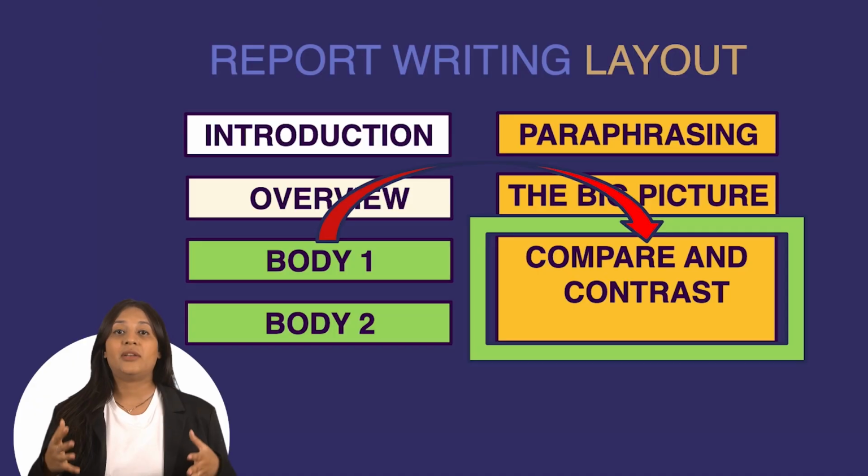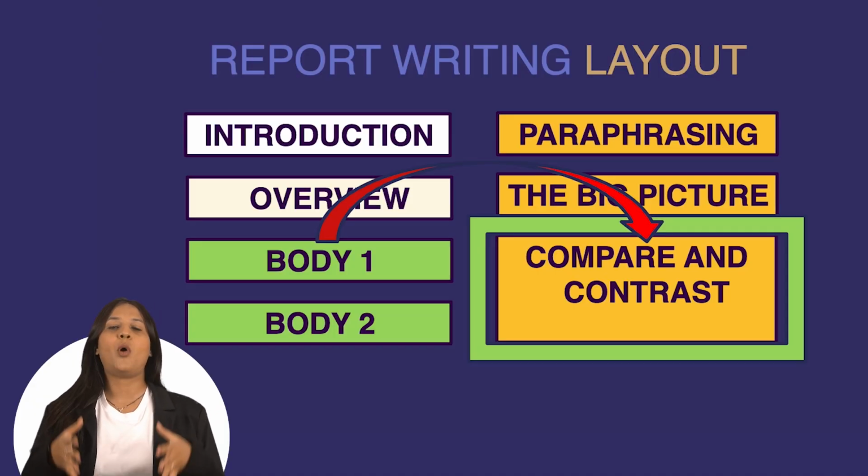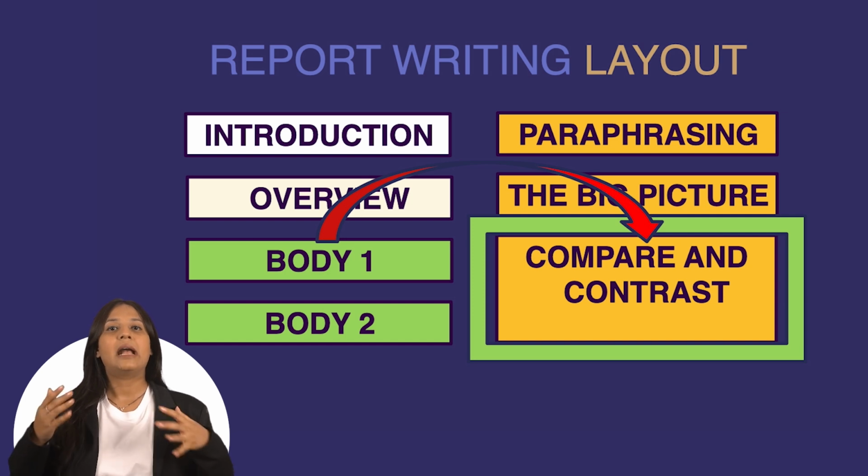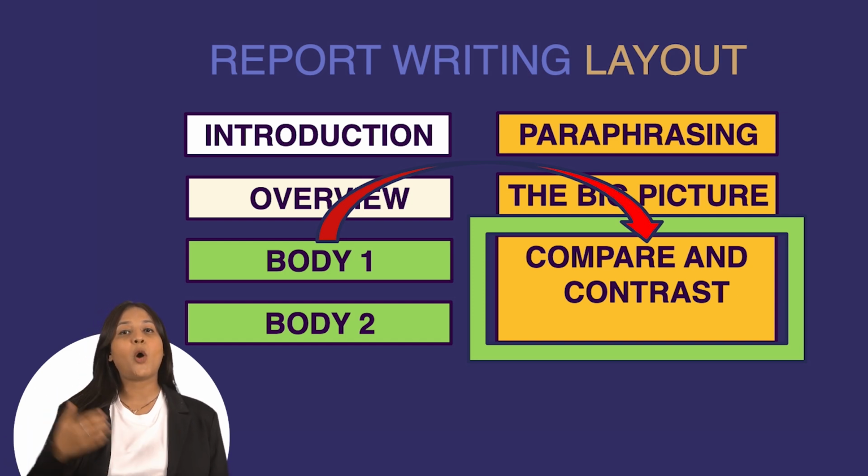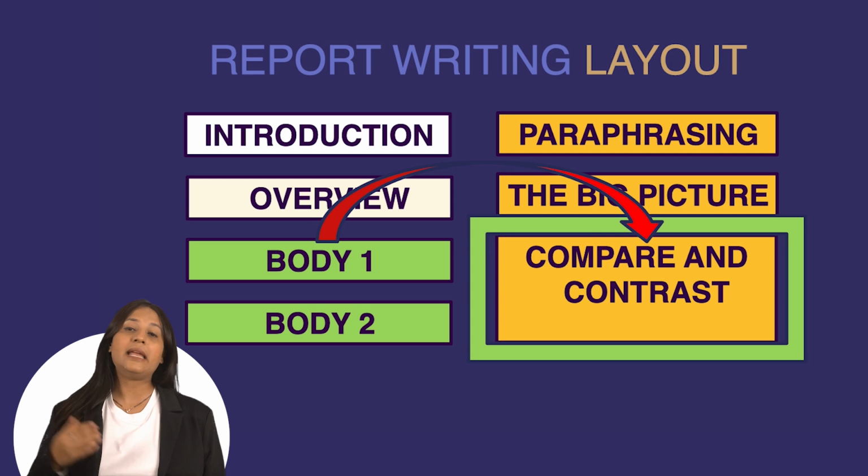The objective of the report writing task is to present the visual data in the form of a short write-up. In the previous videos, we learned how to write an introduction and overview paragraph for task 1. If you haven't watched those videos yet, please do watch them. In today's video, our focus will be body paragraphs, which involve comparing and contrasting important features depicted in the illustrations.